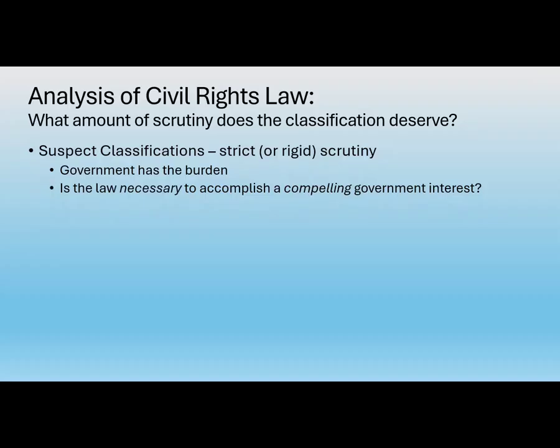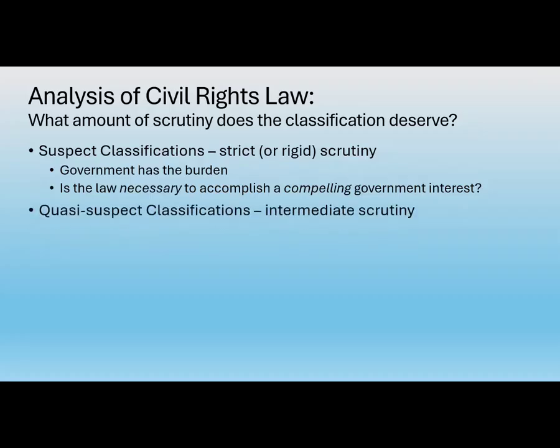The only law that has ever survived that test was the Japanese internment decision called Korematsu. It was assigned in a different module. And remember, even that Korematsu decision is an aberration, and it was later overruled by the U.S. Supreme Court. So when you see that the court has decided to apply strict or rigid scrutiny, you can pretty much assume that the outcome is going to be that the court finds an equal protection violation. It is nearly impossible for the government to satisfy the burdens of strict scrutiny.